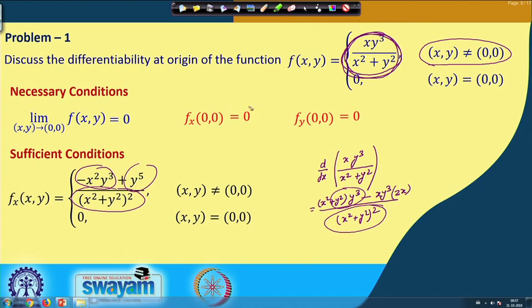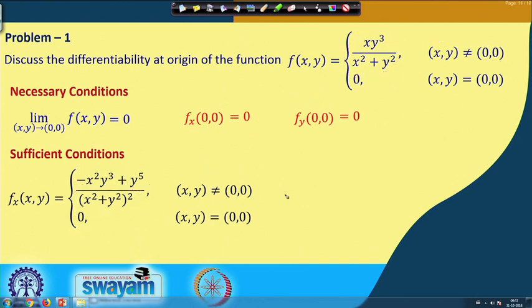This f_x at (0,0) was 0. So, it is 0 here. So, we have now evaluated f_x at (x,y), a point in the neighborhood, and also at (0,0), and now for continuity we have to take the limit as (x,y) goes to (0,0) of this function, whether it is equal to 0 or not.